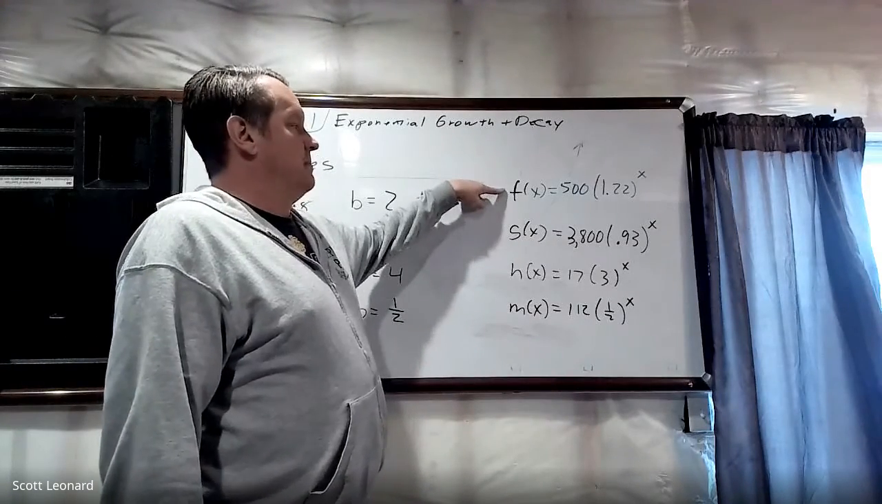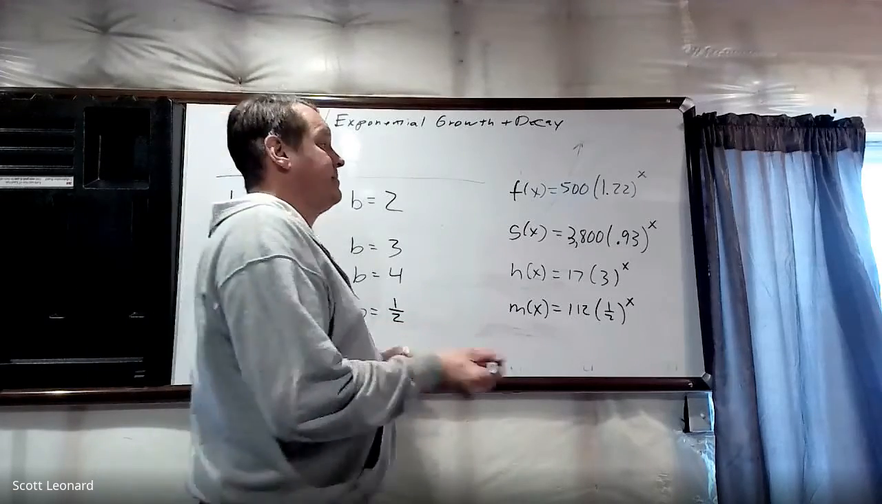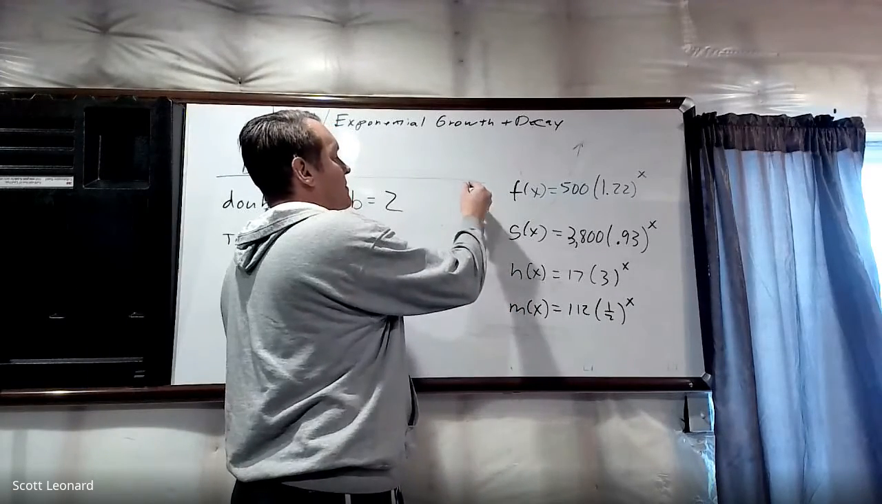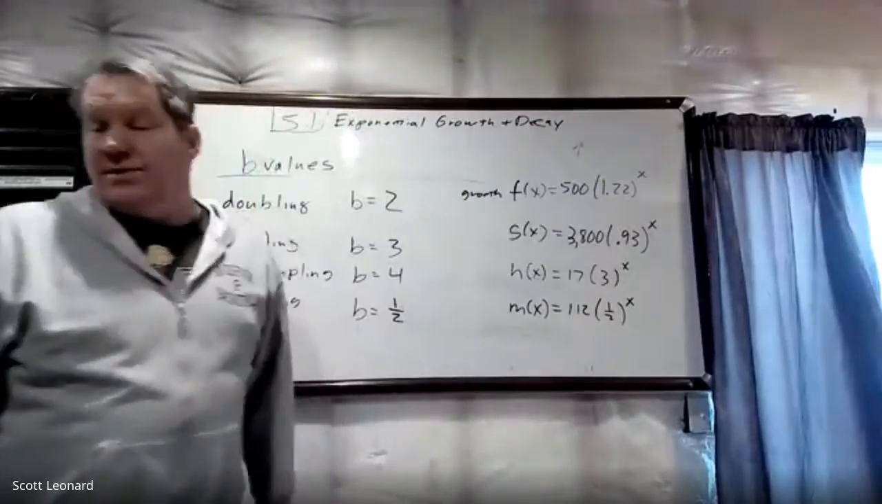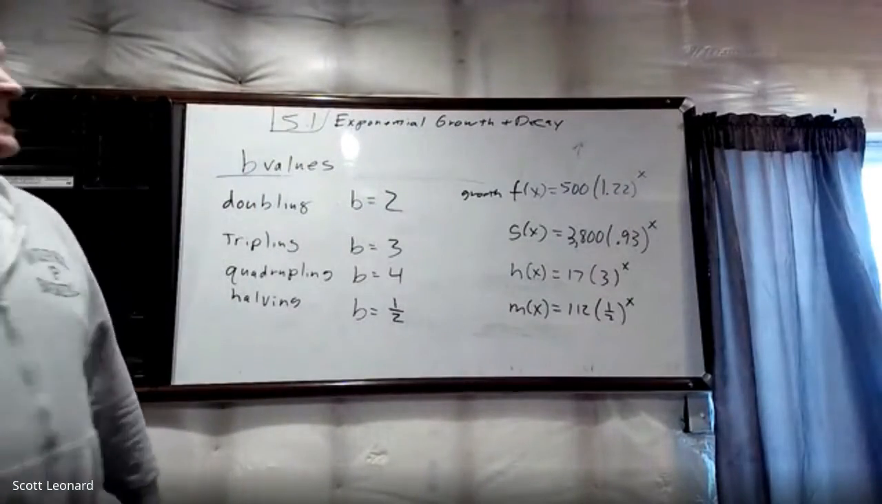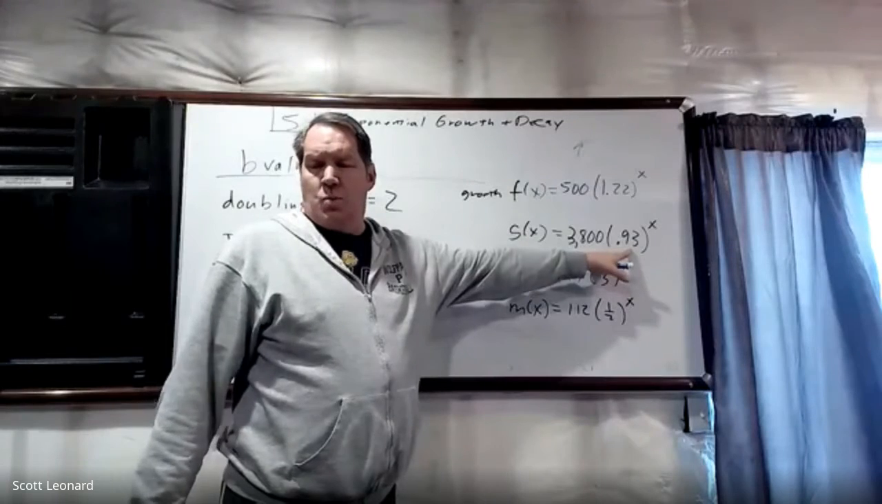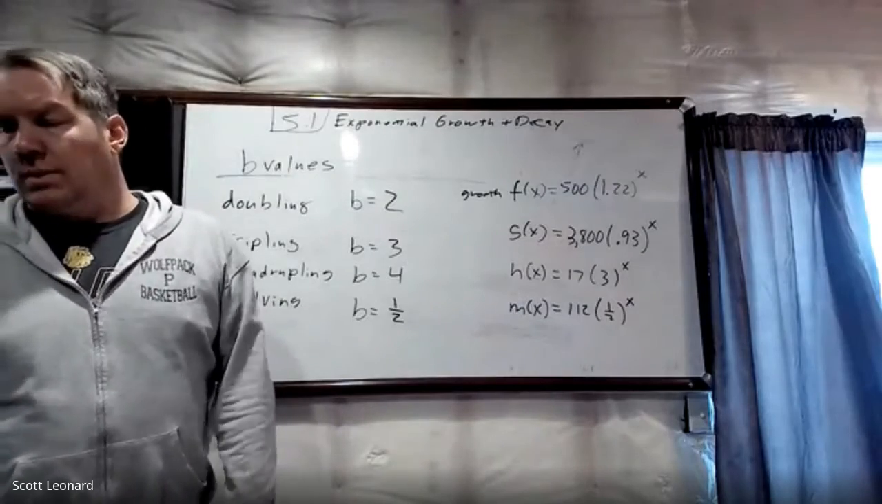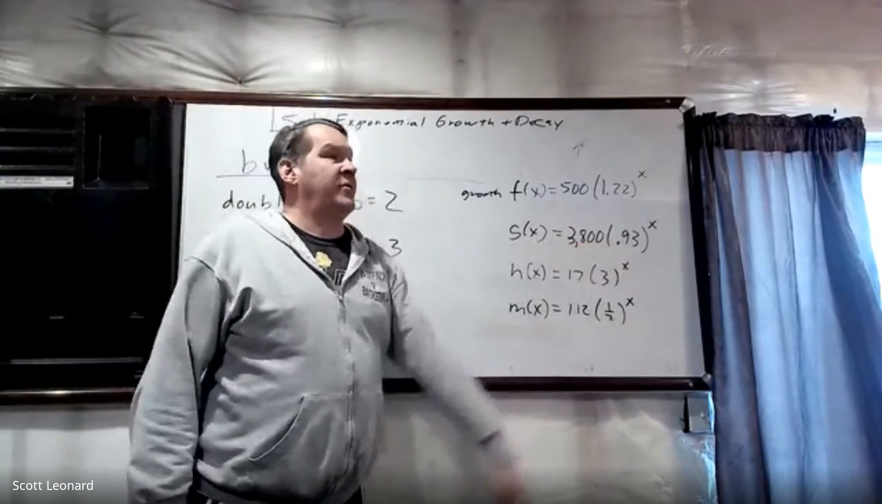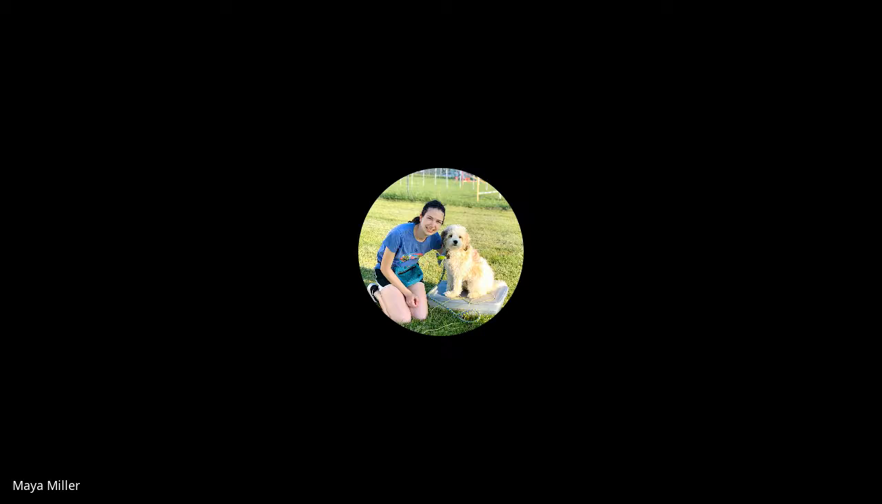This first one, growth or decay? Shout them out. Growth. 1.22 is greater than 1. G of x, Abby. Maya, how about you? 0.93, growth or decay? Decay.